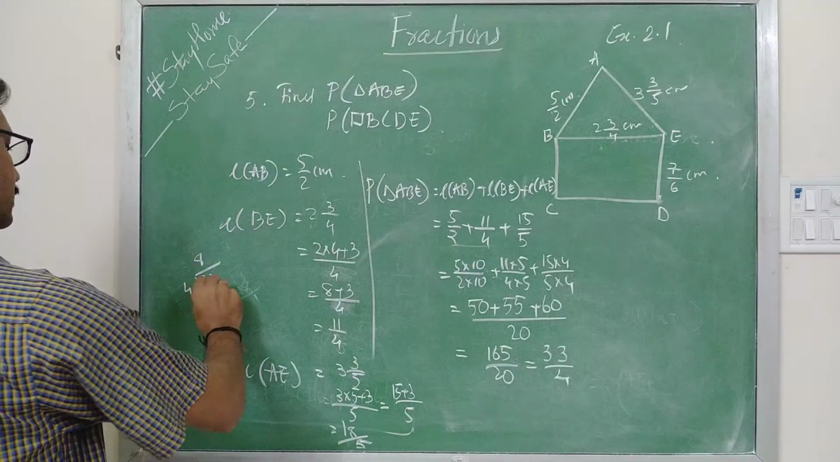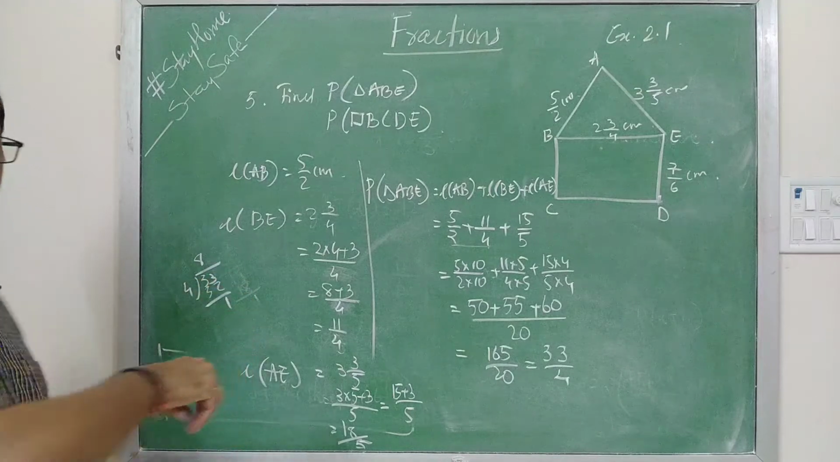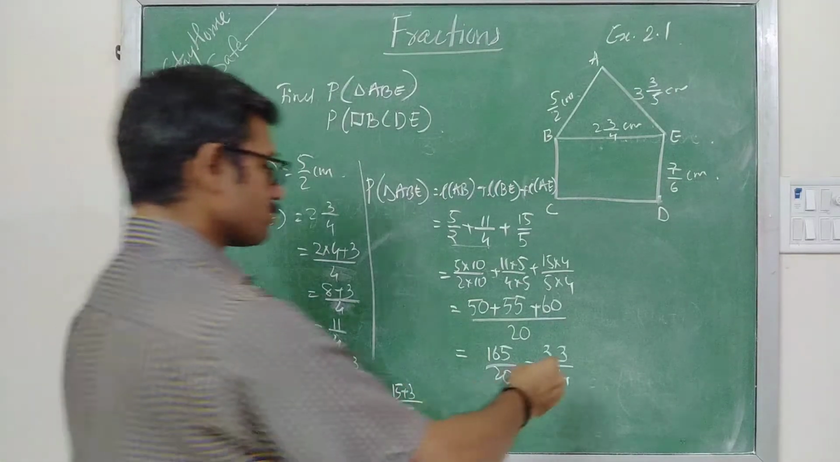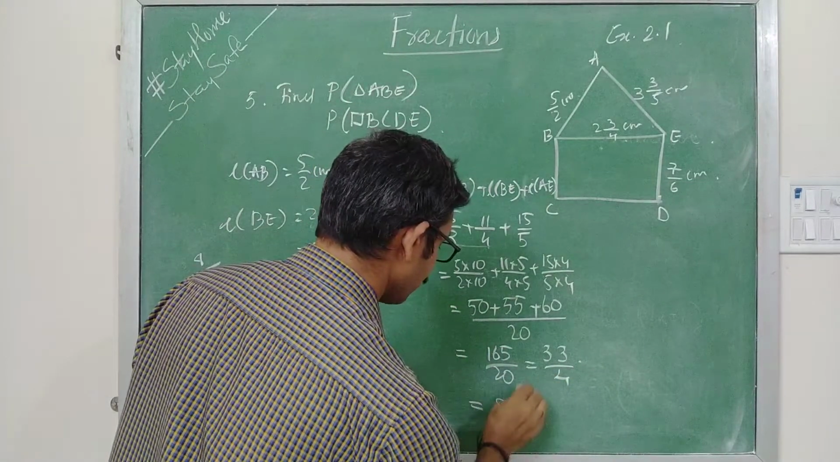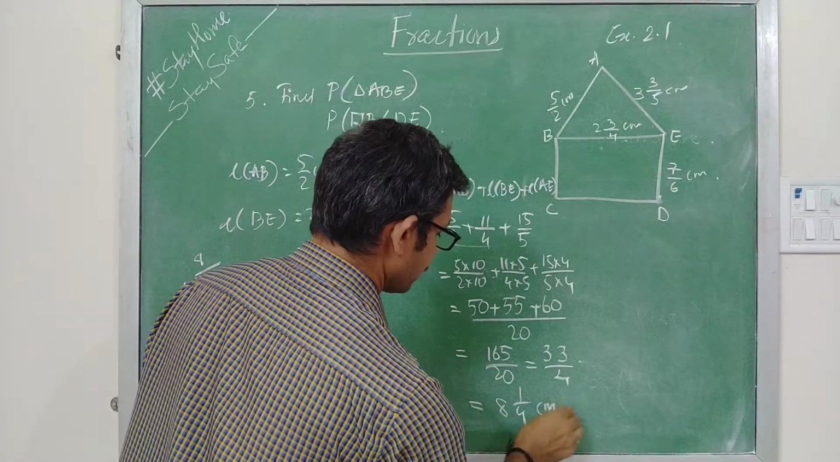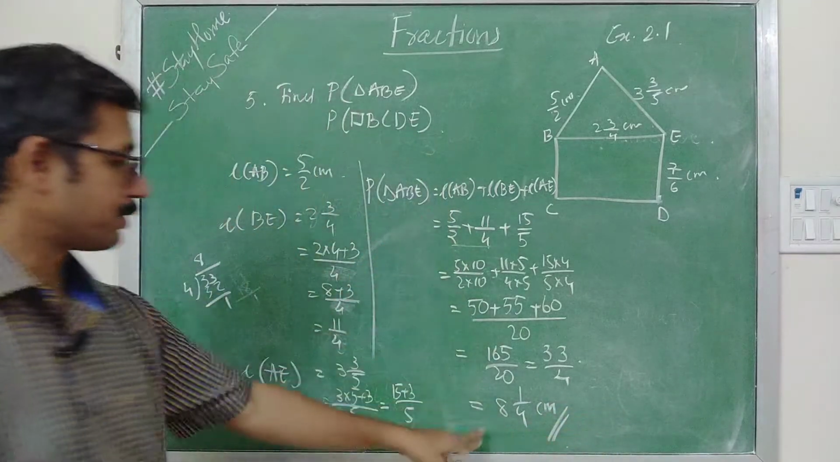8 sum 32. Sure, 1. So how can we write? So we can write this as 8 integer 1 upon 4 centimeter. So that is the perimeter of AB.